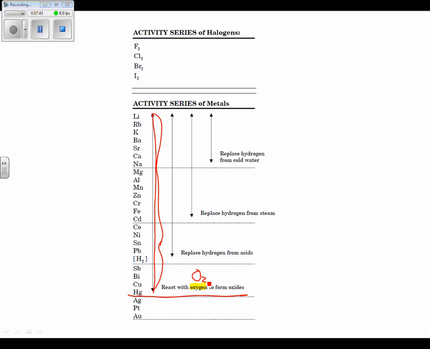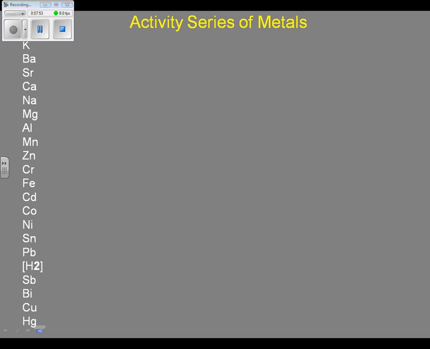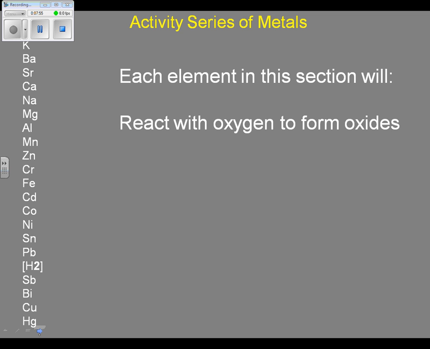And when these elements react with oxygen, they are going to form that metal oxide. So they're going to form a compound with oxygen, just like ionic. So let's see. Here we go. These elements here that are on the left, each element in this section will react with oxygen to form oxides.